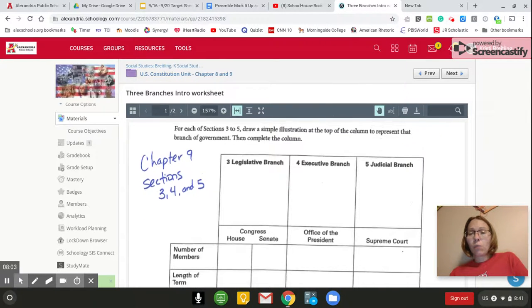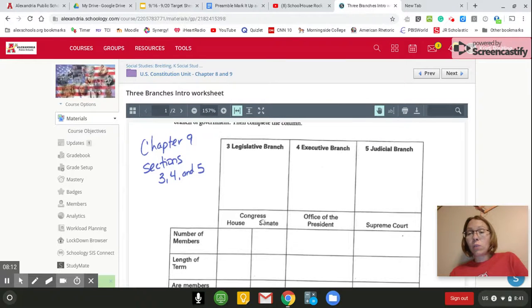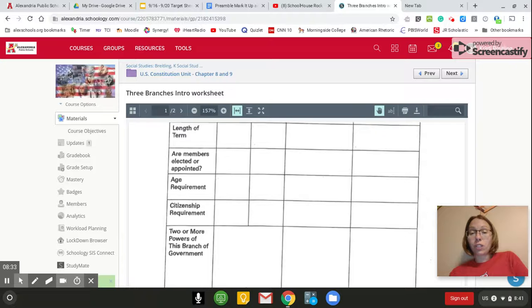What I had people do in some hours, I think it was pretty much hours 1, 3, 5, and 6, is you were assigned one of the 3 branches, and then 2 other people in your group got the other ones. And you had to look up for tomorrow how many House members and senators. You might have to look up the length of the term and if they're elected or appointed. Appointed means to be chosen for that position. What's the age requirement? What's the citizenship? What powers do they have?